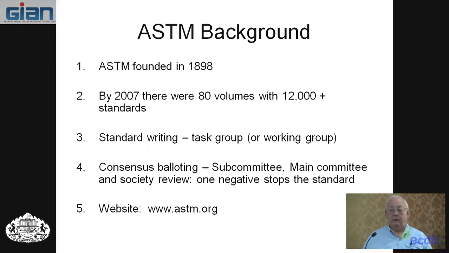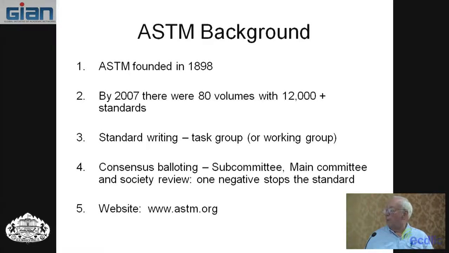ASTM writes standards for many, many things. Mechanical testing like tensile, Charpy, NDT testing, and other things not related to what we do, standards for sports equipment, standards for children's toys. All the materials have standards, all the different steels, aluminums, copper, titanium, they all have their own standards.